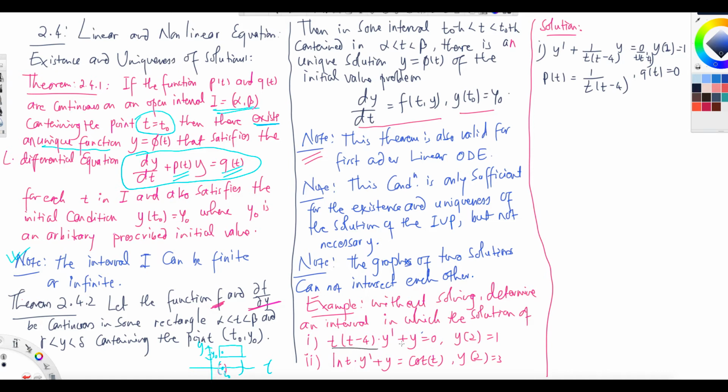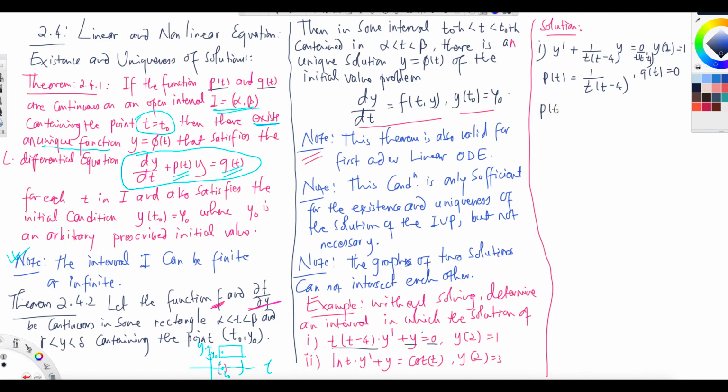I divided by that to all of those terms on the left and right. All right. So tell me where the function p(t) is continuous, because you need to have both p(t) and q(t) continuous for the existence and uniqueness, right? So q(t) is continuous everywhere, right? And how about this p(t)? p(t) is continuous except at t equals 0 and t equals 4, right?